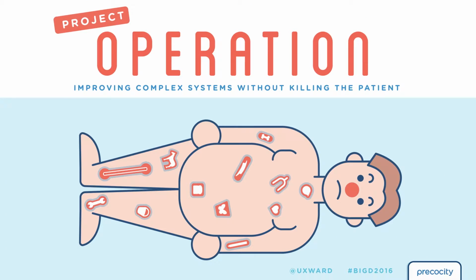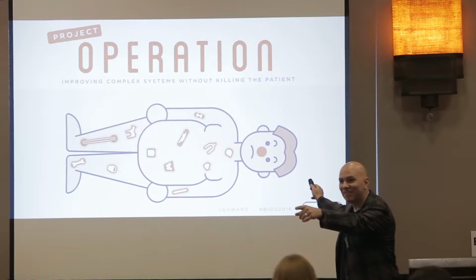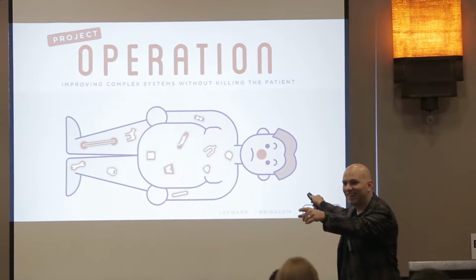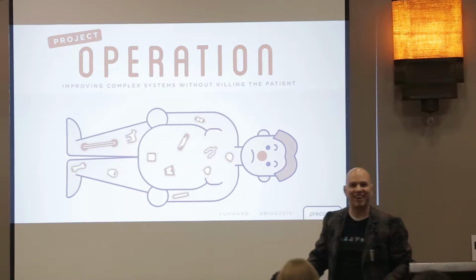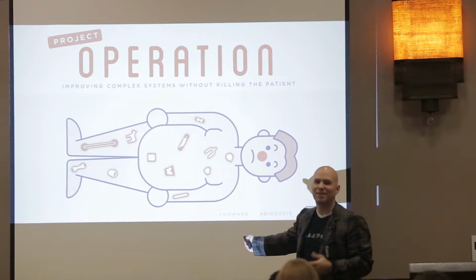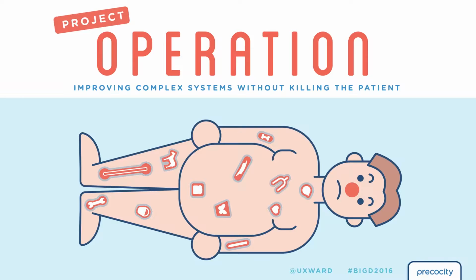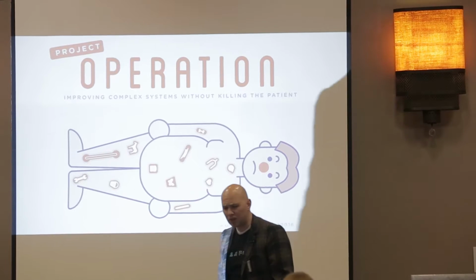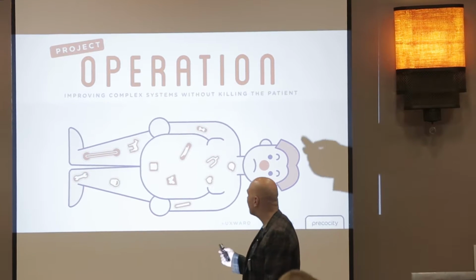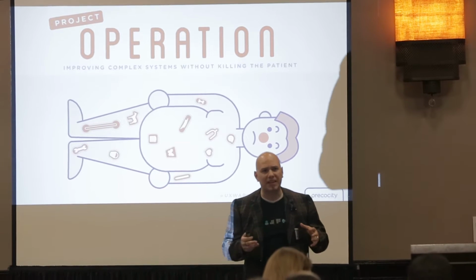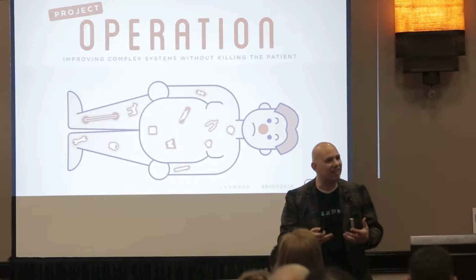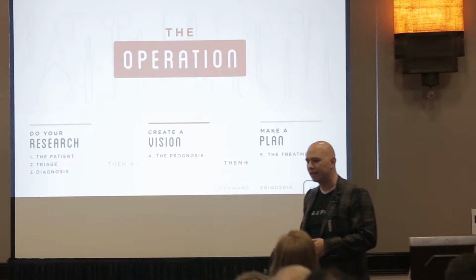Who knows the name of this guy? Yes, what's his name? Oh, psych. Anybody? The operation guy. But he has a name. It's Sam. His name is Sam. He's like Calamity Sam or something like that, because obviously everything is wrong with him. We're going to talk about project operation today. How to improve a complex system without killing your patient, which is your app or your site.